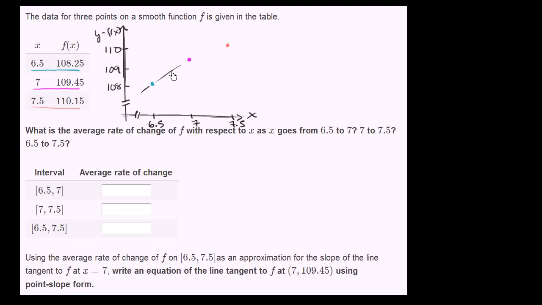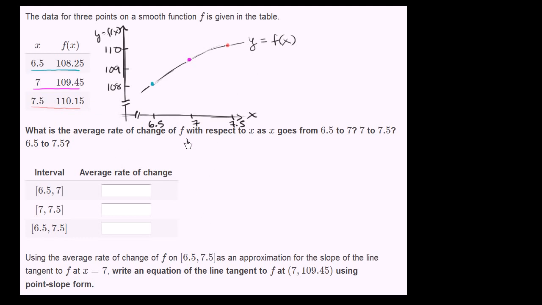Try my best to. So maybe it looks something like this. So our smooth function f might look something like this. Who knows what it looks like after this. So this right over here is the graph of y is equal to f of x. Now let's try to answer their questions.